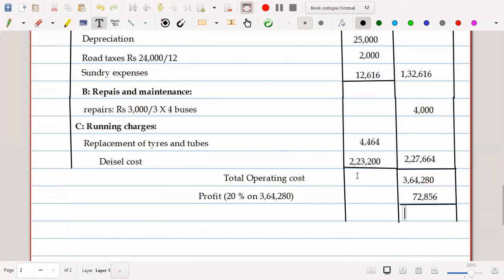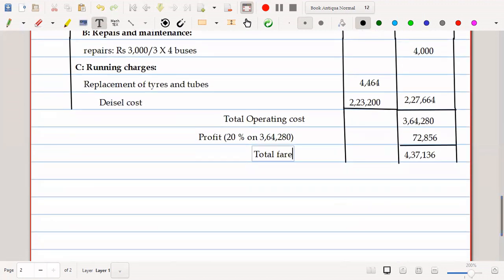Let's total this. That will be the total fare of all the buses. Let's add here. 4,37,136. This is the total fare of all the 4 buses for the month of January, which had run for 74,400 kilometers. Now we have to calculate what will be the cost per passenger.